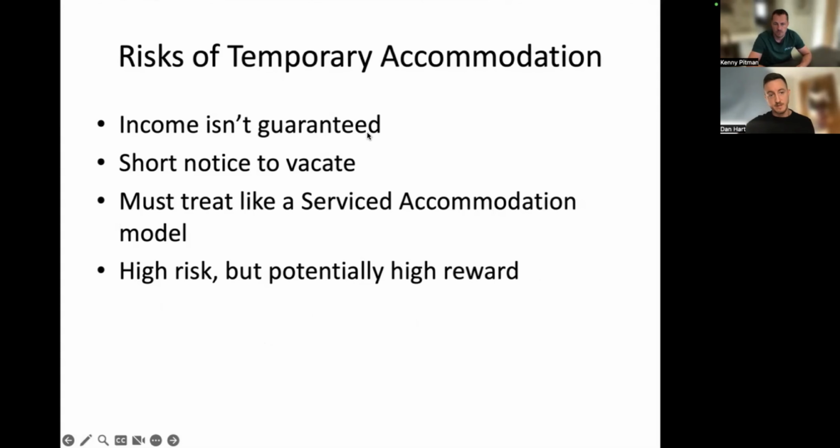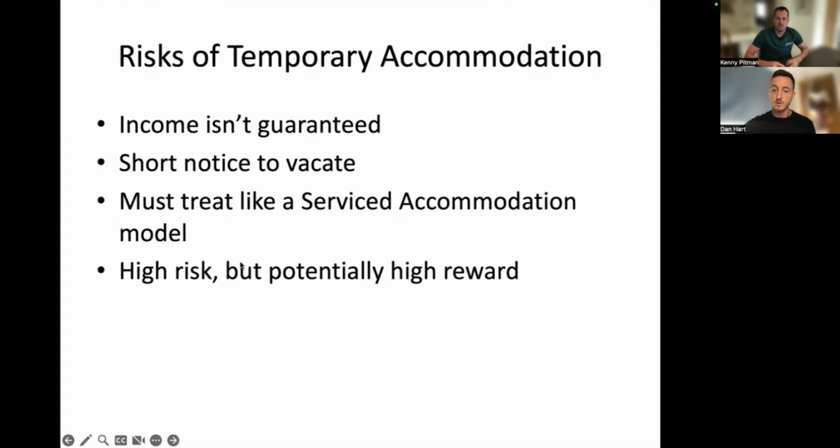So again, income isn't guaranteed. Short notice to vacate, you must treat it like the serviced accommodation model, essentially, account for some sort of voids there. High risk, but potentially high reward as well. You need to contact the council, see if they're doing temporary accommodation, if they're offering the nightly rate first. And if they are, then you can go out and start to look for properties that meet their criteria of what they're looking for, whether they're looking for 2-bed houses, 3 beds, self-contained flats, that sort of thing.